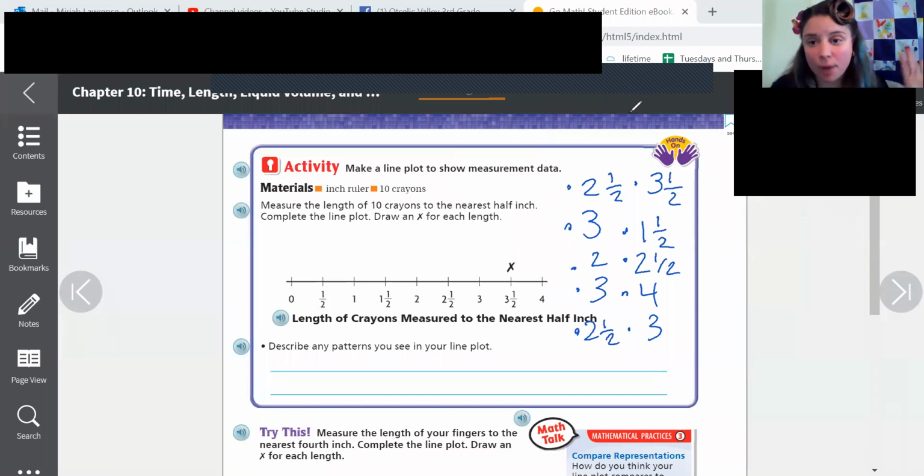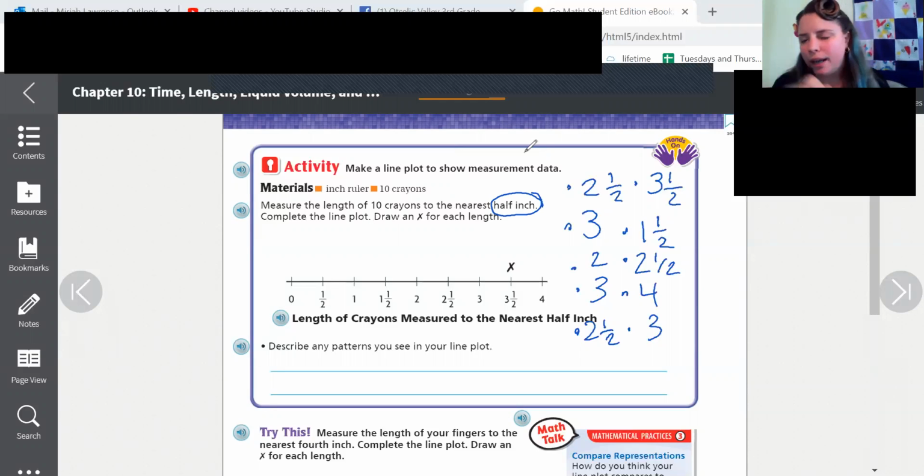Okay, so I just went and I measured 10 crayons, okay? And it's the same thing when you're measuring. Make sure you start right where it says 0. Not necessarily flush with the end, but where your 0 is. Okay, so these are the measurements I got. 2 1/2, 3, 2, 3, 2 1/2, 3, 1 1/2, 2 1/2, 4, and 3. And the reason why I'm doing 1/2 inches is because it says right here, measure to the nearest 1/2 inch, okay? So now I have to put an X for each one of these on my line plot.